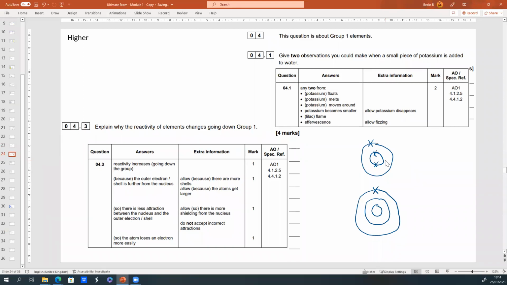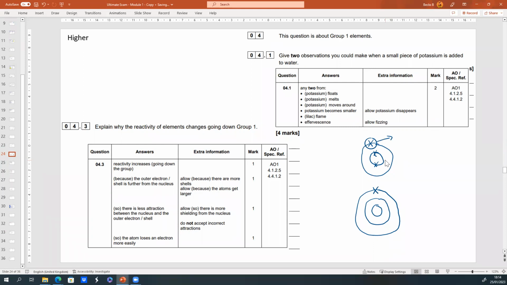So remember when I said that reactivity is about, do they want to lose or gain electrons? Have they got a full outer shell? Do they need a full outer shell? Okay, so what group one want to do is they want to lose this outside electron. They want to get rid of it.